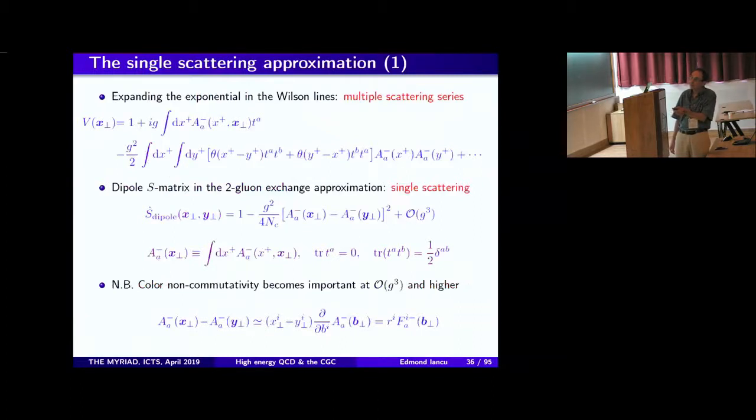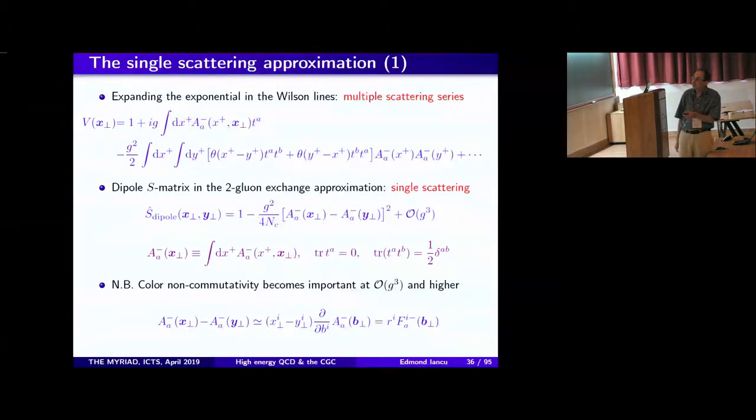The linear term doesn't care about time ordering. The quadratic term already does care, because I have two orderings. If the second insertion x plus is bigger than y plus, I have a after b. If y plus is bigger than x plus, then I have b after a. Sorry, it should be a minus b here. B is with y plus and a is with x plus. So I order the matrices depending upon the ordering of the scattering.